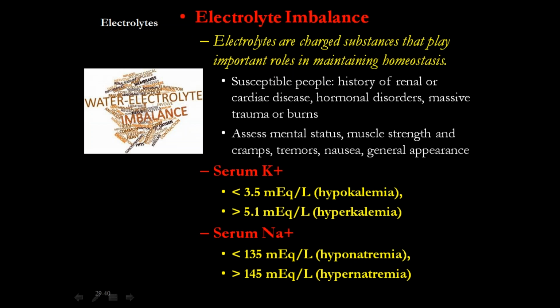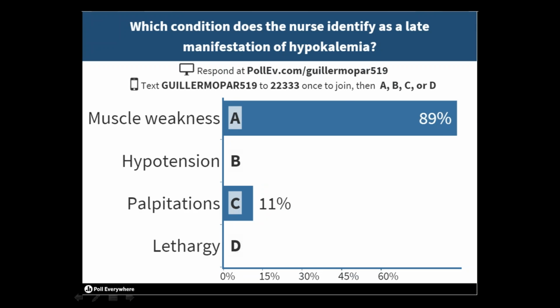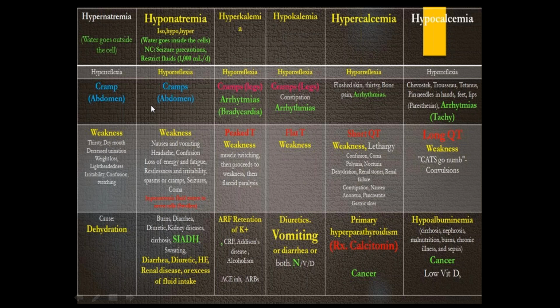All right, so let's talk about our electrolytes. Talking about electrolytes, you need to know the values of the sodium and potassium, as we show here. And we are going to see some nursing considerations about this. So we have hypernatremia and hyponatremia, hyperkalemia and hypokalemia.